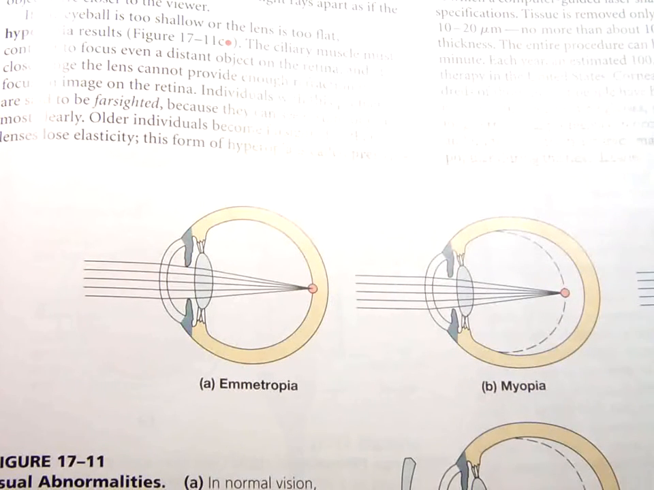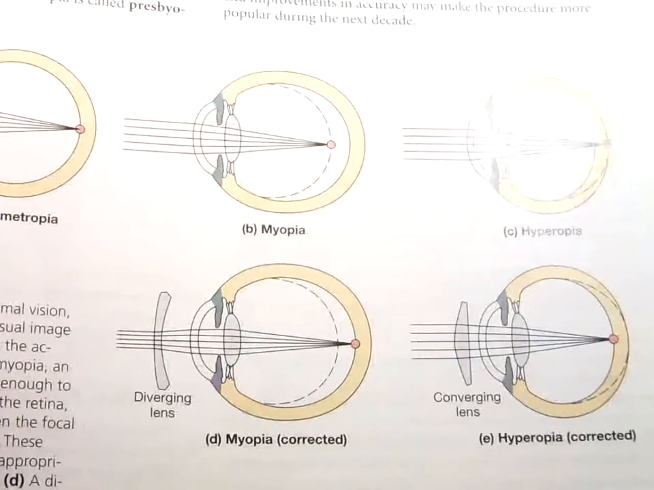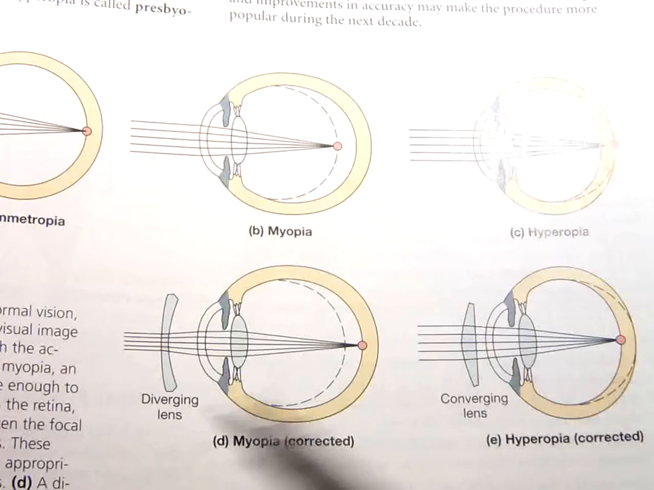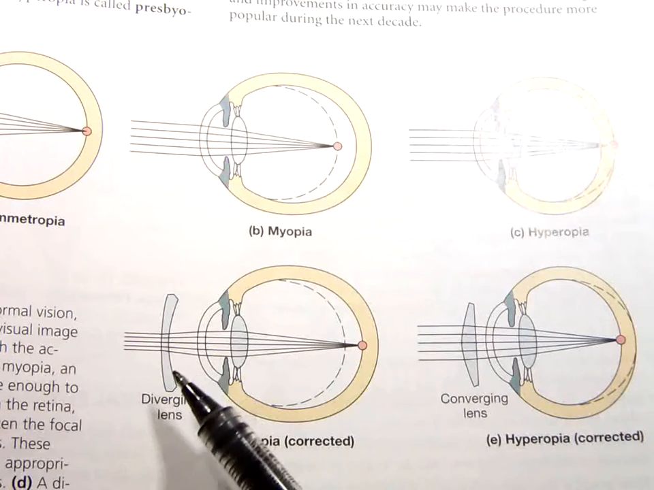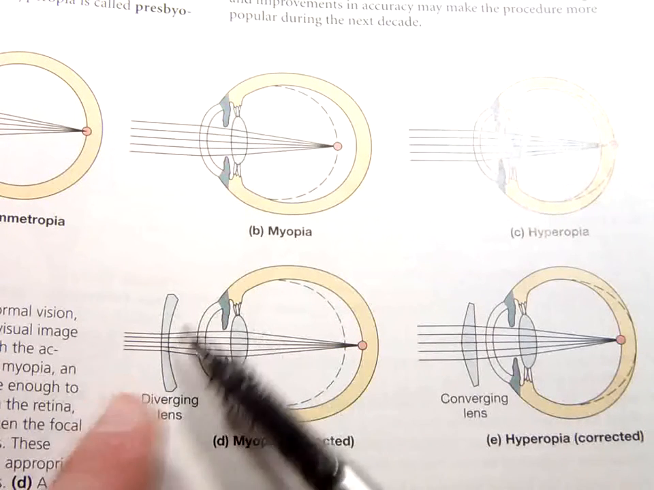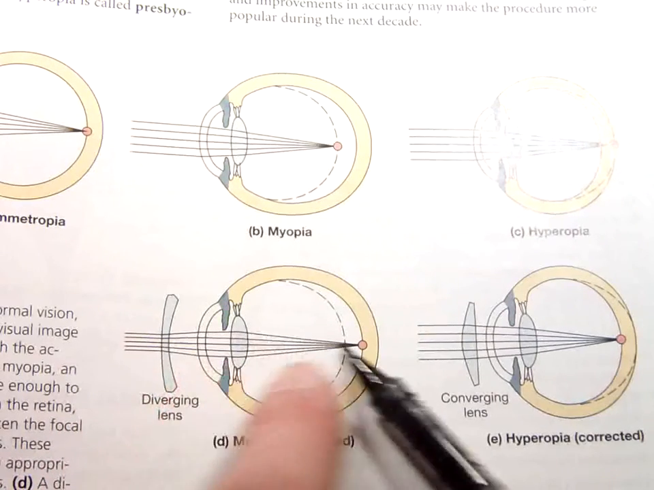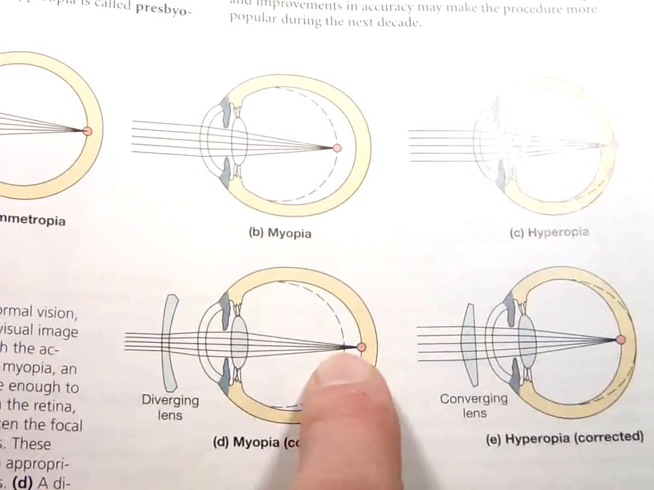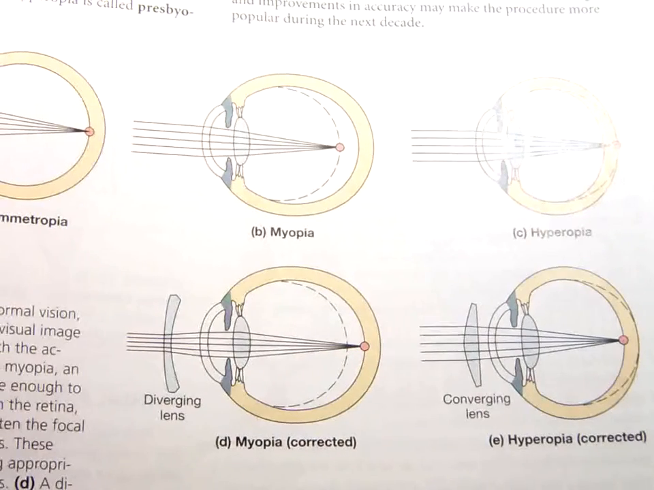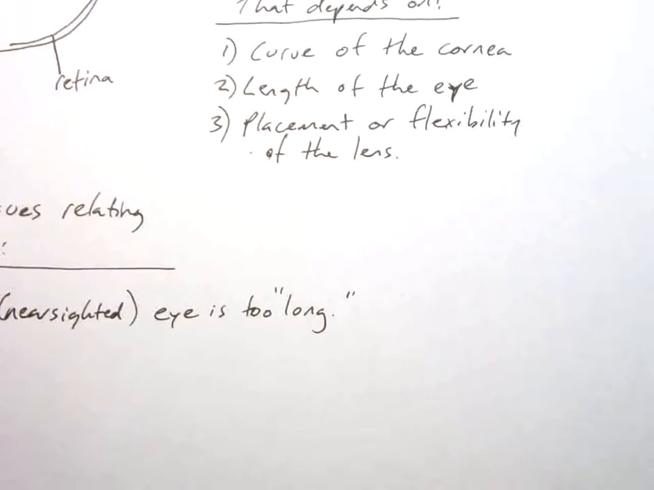So the way to fix that is with a diverging lens, or a concave lens like mine is. It's wider on the top, narrower in the middle. It causes the light to spread out. Then when it hits your lens, it can focus it all the way back here on the retina. Now, you've already seen the next one here.